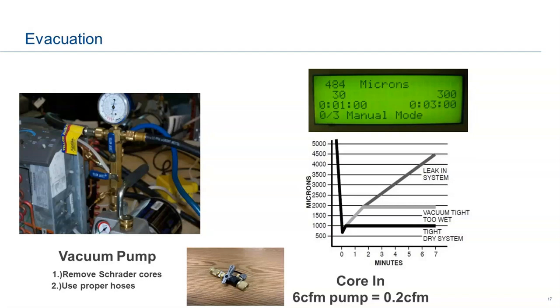If you're down to 500 microns, we know we have a tight and a dry system. If you're above, let's say, 1,000 microns, the vacuum might be tight, but you still have moisture in that system. So be aware of that, okay?